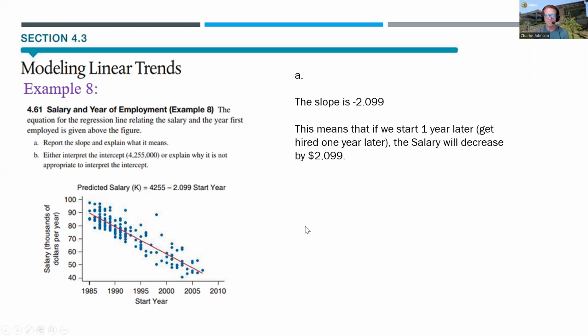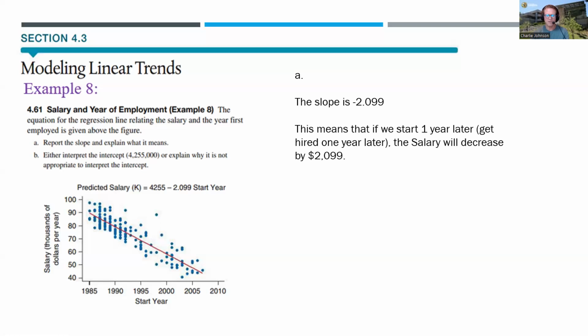And so that means that if we start 1 year later, which means another year after, so we get hired 1 year later, that means the salary will decrease by 2.099 measured in thousands of dollars. So that's 2,099. So for every year later we start, the salary is going to decrease by 2,099.